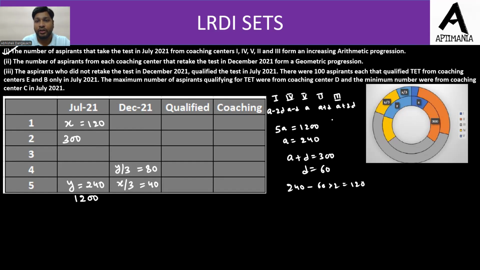In the third region the value is A plus 2D. Now A is 240 and 2D is 120, so that becomes 360. So 360 was for the third region. For the fourth region it is A minus D. So that is 240 minus 60, which is 180.